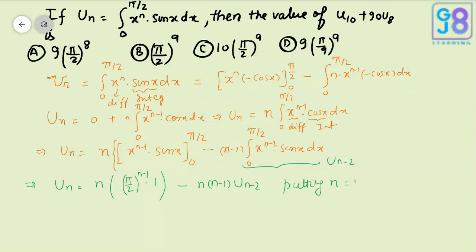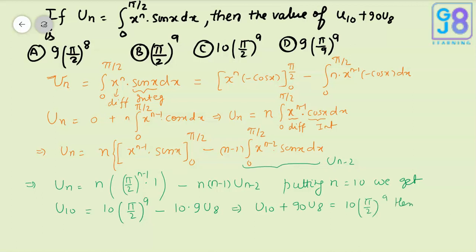Now if we put n equals 10, we get u_10 equals 10 times pi by 2 to the power of 9 minus 10 times 9 times u_8. And then we transpose u_8 to the other side. So we get u_10 plus 90 times u_8 equals 10 times pi by 2 to the power of 9. So we get C as the answer.